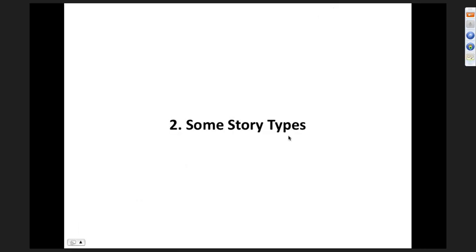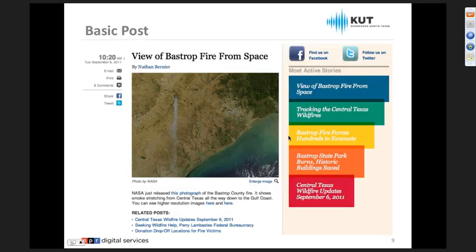Okay, so some story types. These are the story types we see with web original content. I want to identify these so that you have some frame of reference in mind as you're creating your own posts. So the basic post, and this is something that is just words and an image.